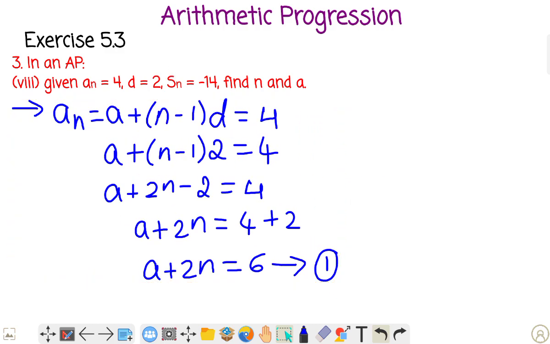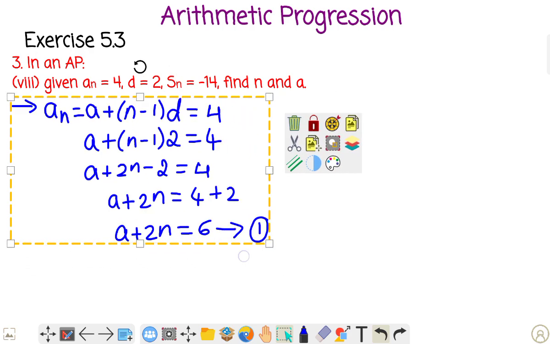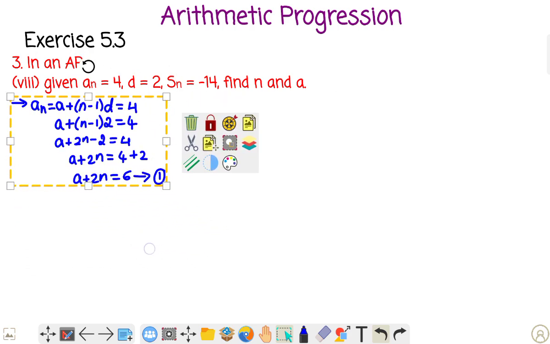Sorry, we will make it a little bit smaller. Okay, so we got one equation.